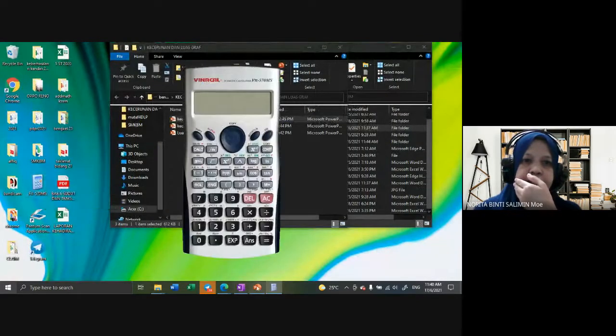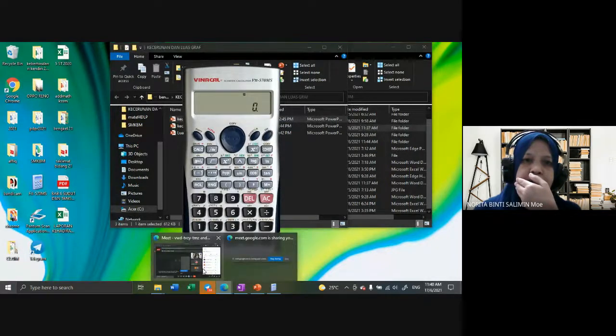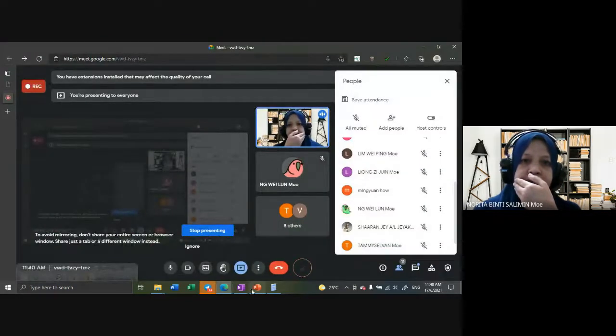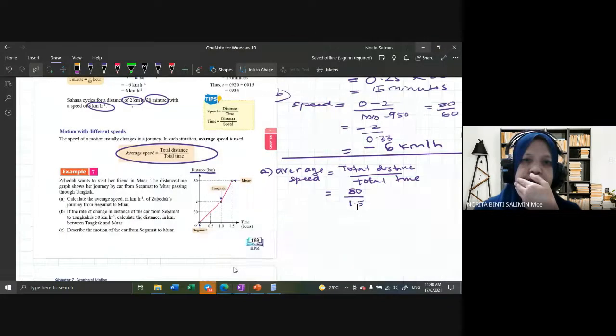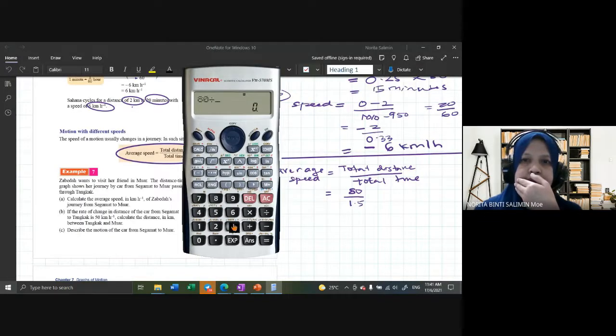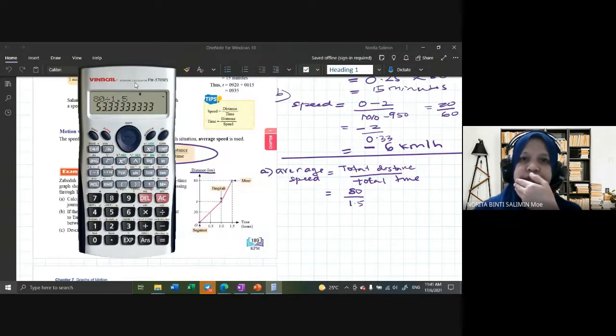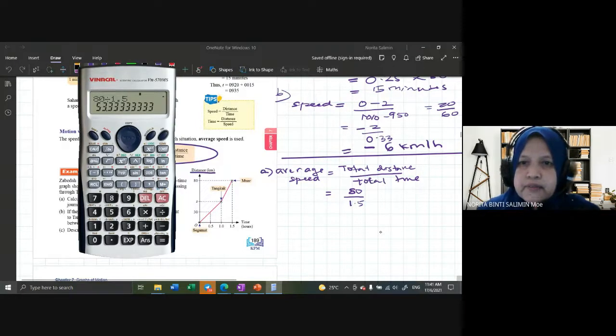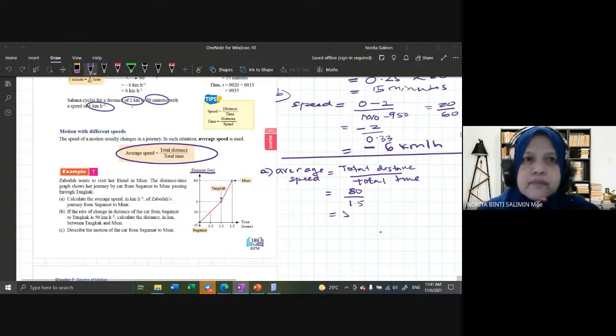Hello? Okey lah, nanti kalau belajar kita belajar sama lah. Okey. Assalamualaikum. Okey. Berapa? 80 bahagi 1.5. Okay. 53.33. So this is average speed. 53.33 kilometer per hour. This is the average speed.